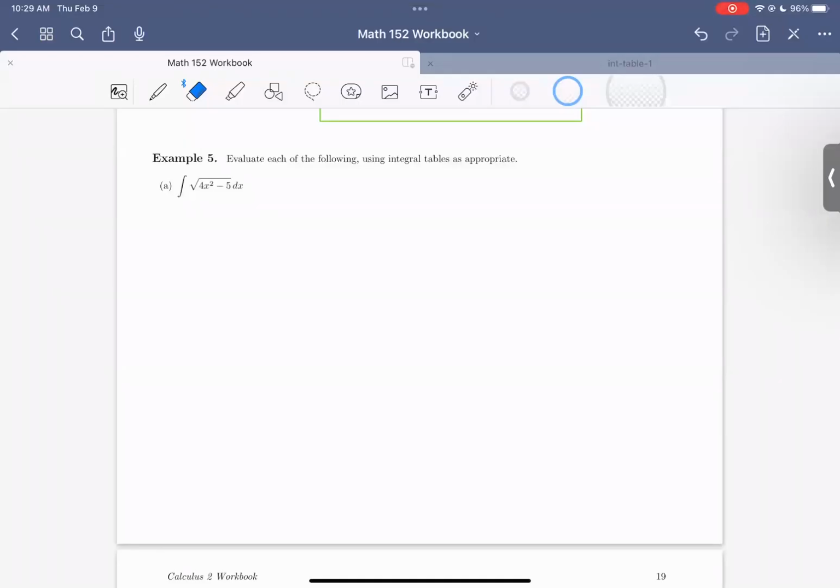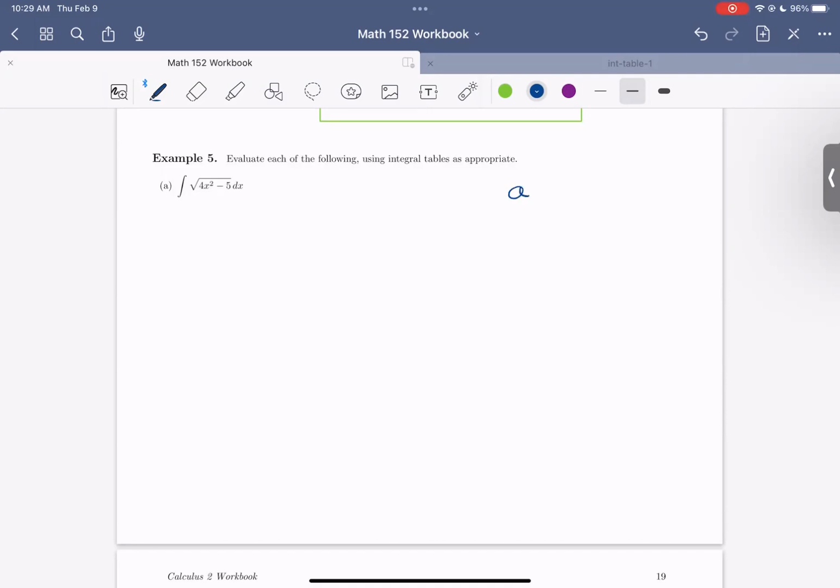In this video, we're looking at example 5, part A, in our section 5.5 on using integral tables to complete integrals. Before approaching this example, I just want to talk about the integral table chart a little bit more. There are four main forms of integrals that we see on that page. And they look like the following.